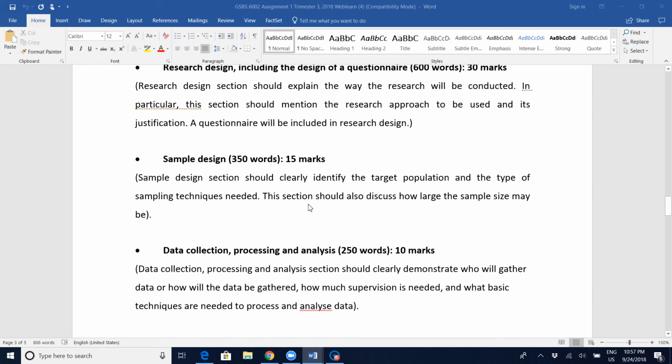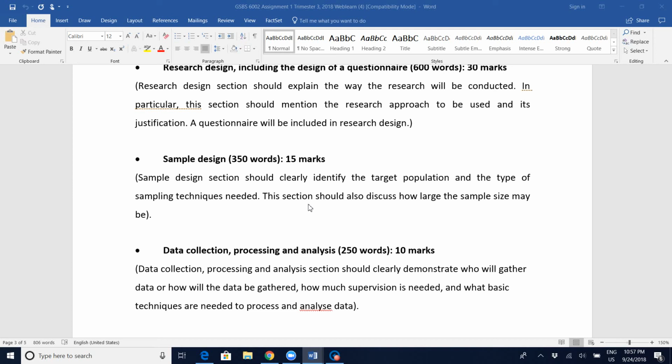The next is sample design. In this section, you should first write down your target population. Who are your target population? Whom will you be surveying? Whom will you be asking questions? From the target population, you need to write down the sampling frame. Sampling frame means from the target population, how would you define your specific population that you will be researching on?